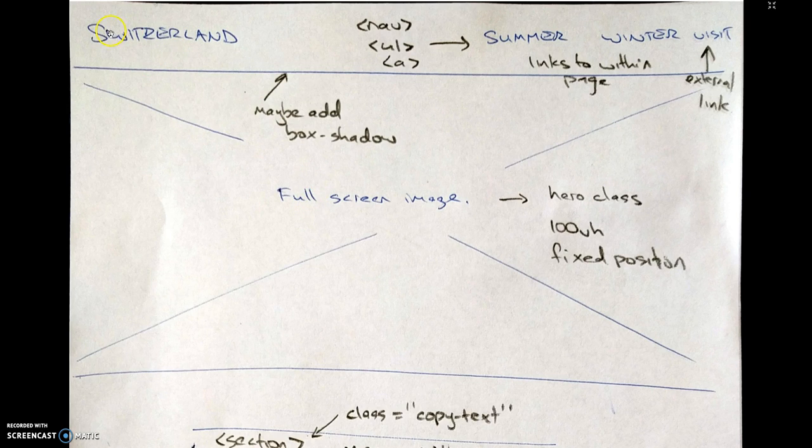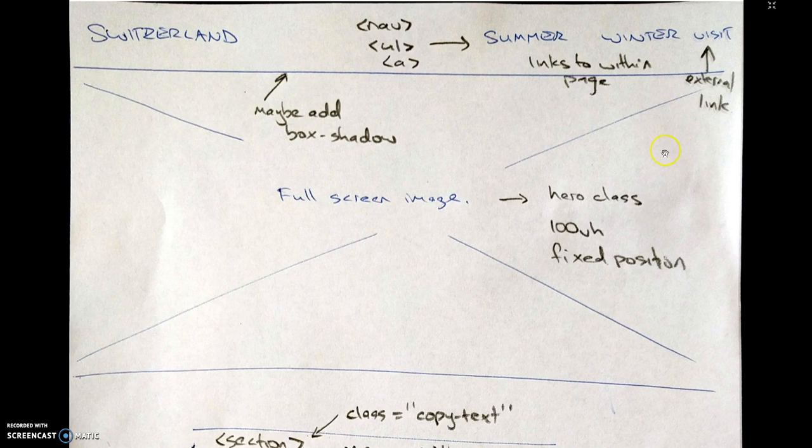So straight away at the top you can see I've had the idea of my title, and I'm going to put my navigation elements on the right. I've identified that these two are going to be links within the page, and this is going to be an external link. And I've put in some of the HTML tags that I'm going to need to achieve that. I also put in this idea that maybe I'll add a box shadow to create a nice effect on that navigation element.